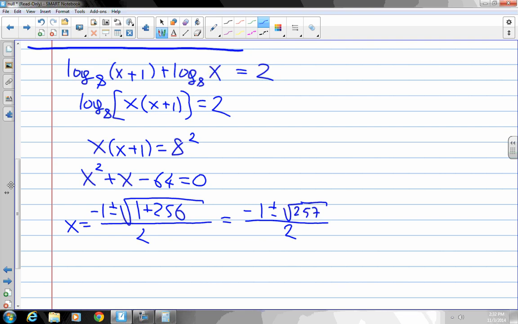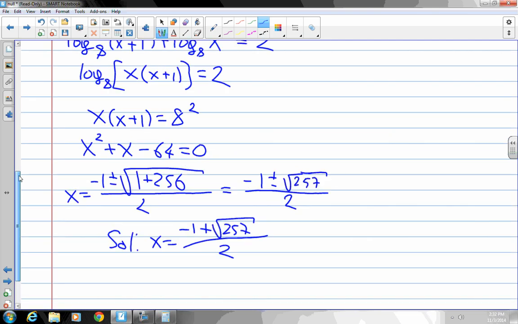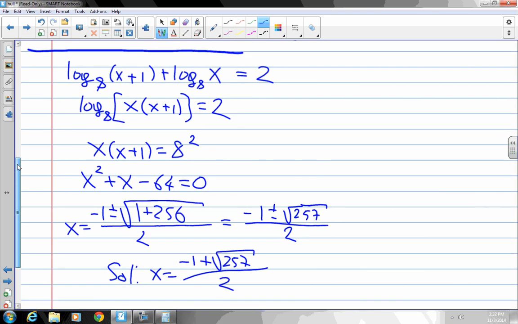With a plus, it will work. It will stay in the domain of those functions. So really the only solution here is -1 plus the square root of 257 over 2, whatever that is. Does that make sense why I didn't take the minus? Not just because it's negative. Sometimes you get negative answers that work, positive that don't work. You just have to make sure it stays in the domain of your original expression.